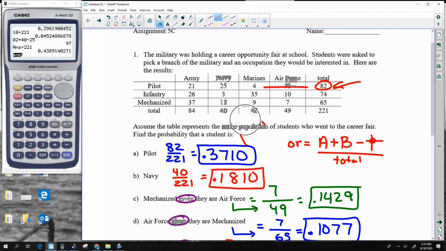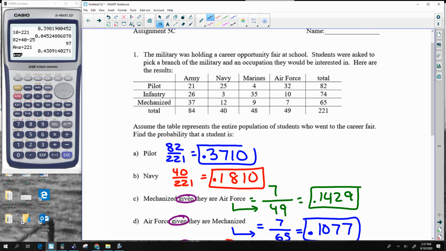So again, one more time, let me go over the rules. Again, these need to be on your formula sheet. If you're just looking for a probability of something, that would be the examples of problems A and B. I'm looking for the probability of being a pilot, and so that would be the number of pilots out of the total.